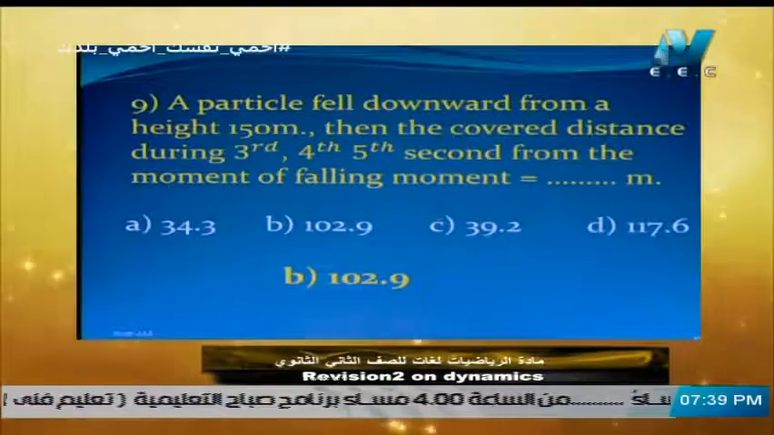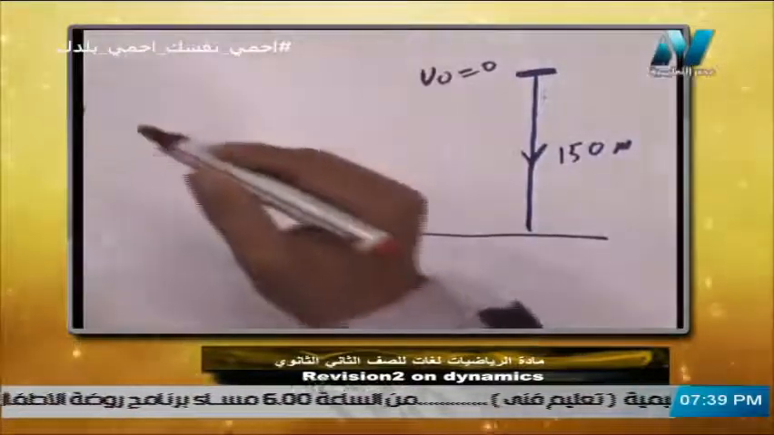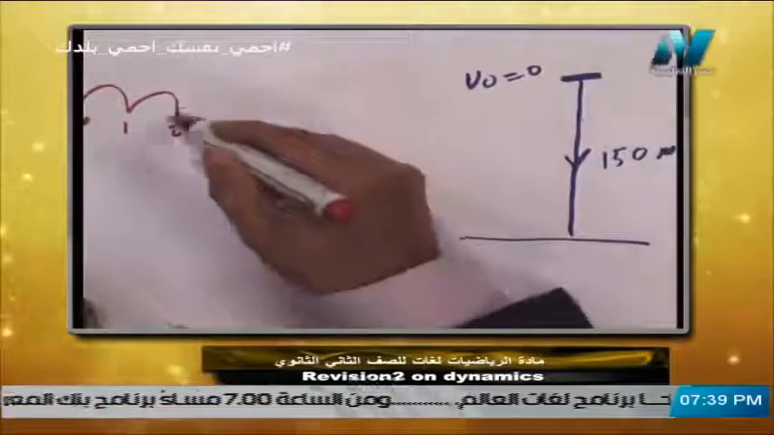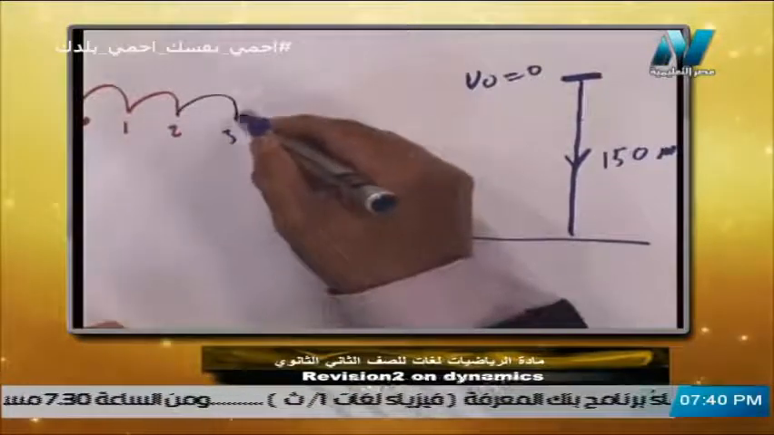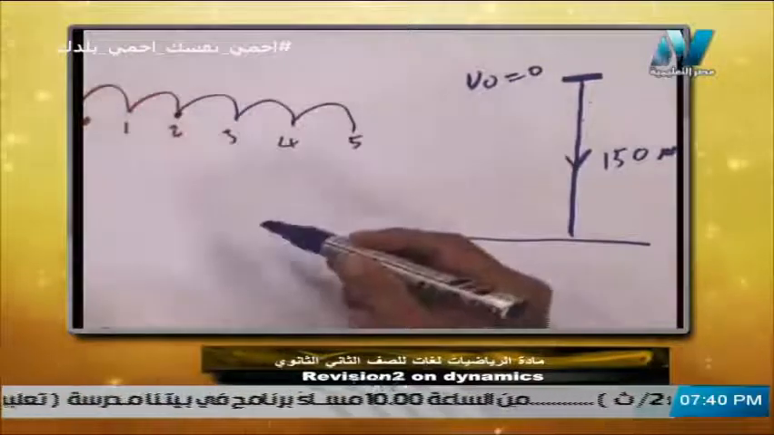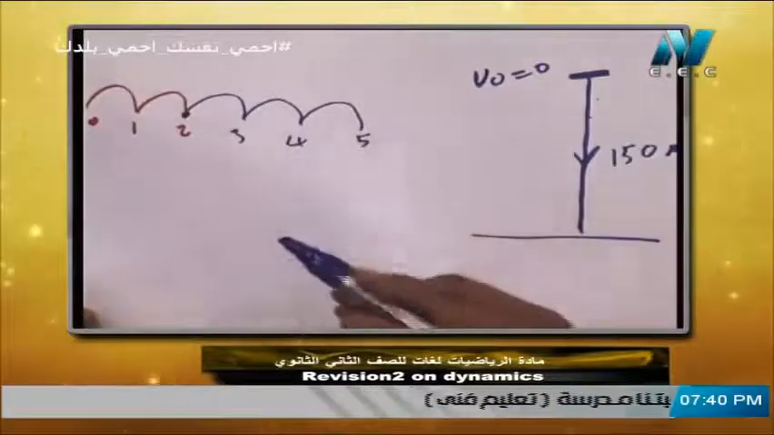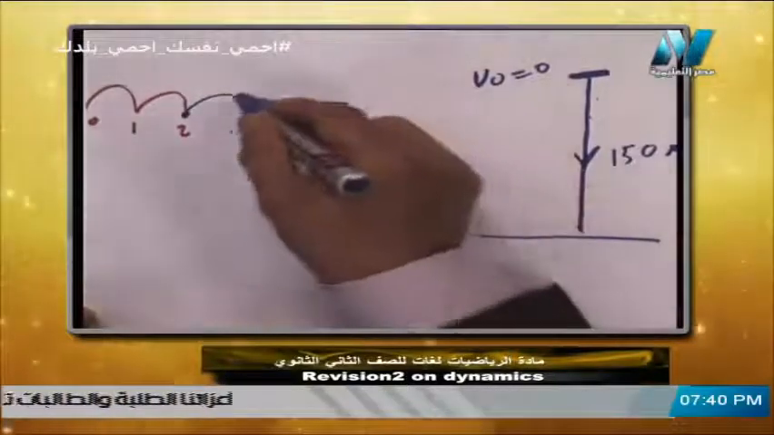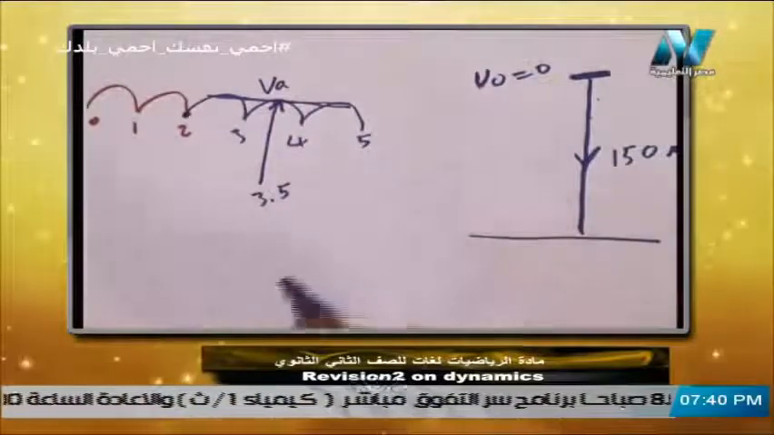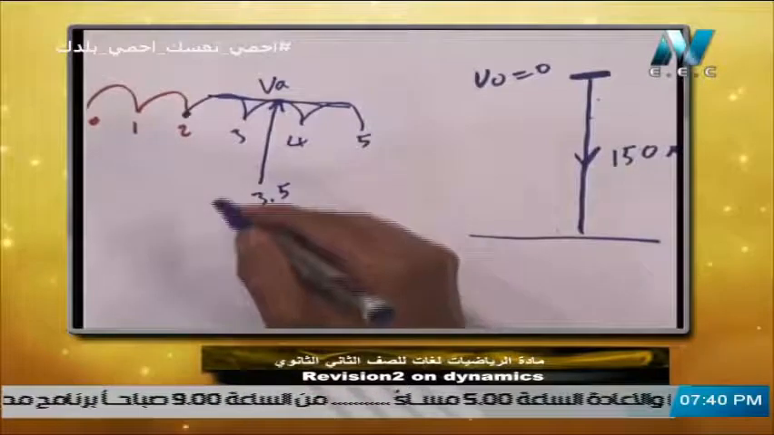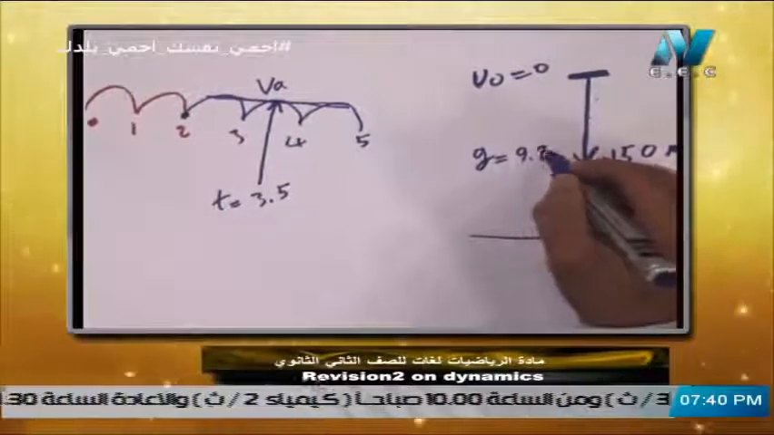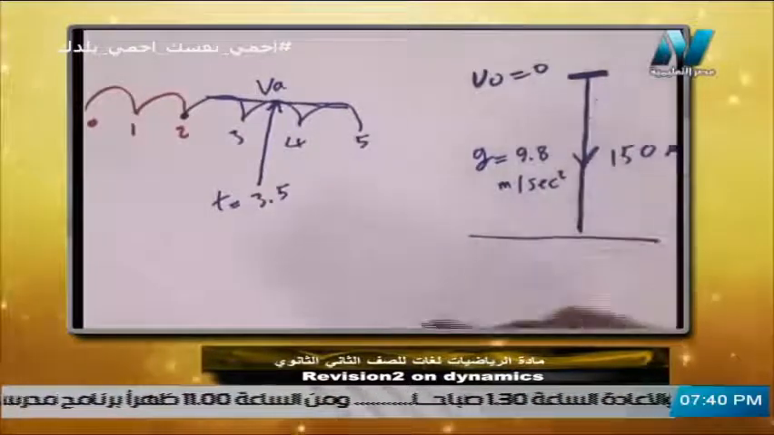Look carefully here. We have first from 0 here, first second, second, and we have also third, fourth, and fifth. So we have the third second, which starts after the second here, then third, fourth, and fifth. From the center of this interval of time, which is 3.5, you will find VA. VA here means average velocity. So the time T equals 3.5, and we know that G here equals 9.8 meter per second squared, because it is a free fall.